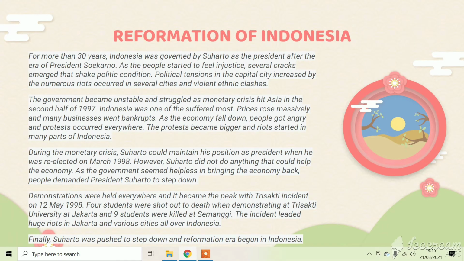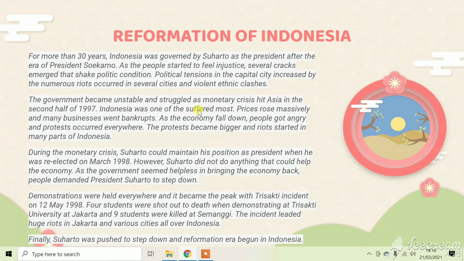And also in the orientation, the writer introduces us to the people involved in the Reformation of Indonesia, like Suharto as the president after Sukarno. It introduces the people involved, and also the time, more than 30 years. It is a kind of introducing the setting, and also the cause of reformation. It is given in the first paragraph. It is called orientation. And in the second paragraph, we go to events.